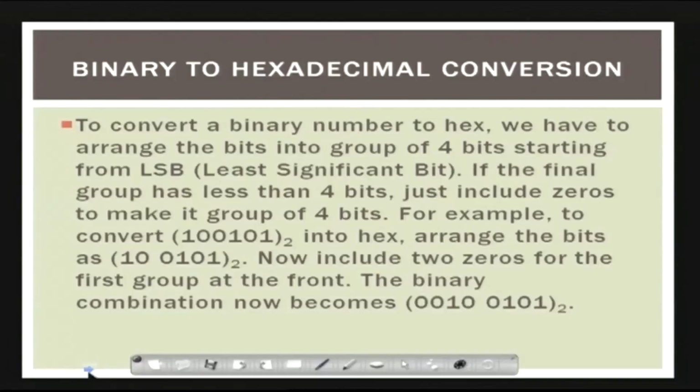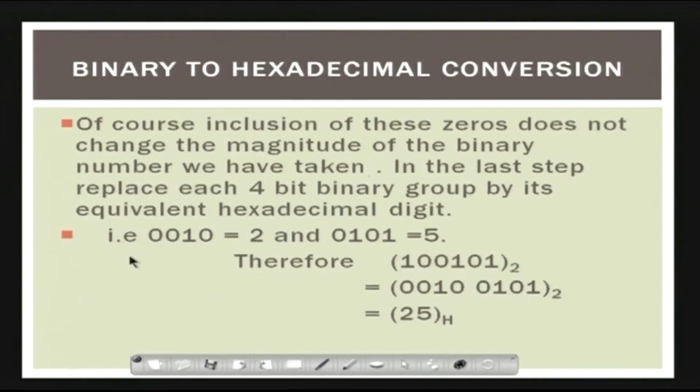Here you can see I have taken an example, and the example represents the number 100101, which is a binary number. Here you can see that this 0101 forms a 4-bit number, but the 10 that comes before that does not represent a 4-bit number. So, to make it 4-bit, as shown here, along with the 10 we can add 2 more zeros to the front, so that now we get a 4-bit group.